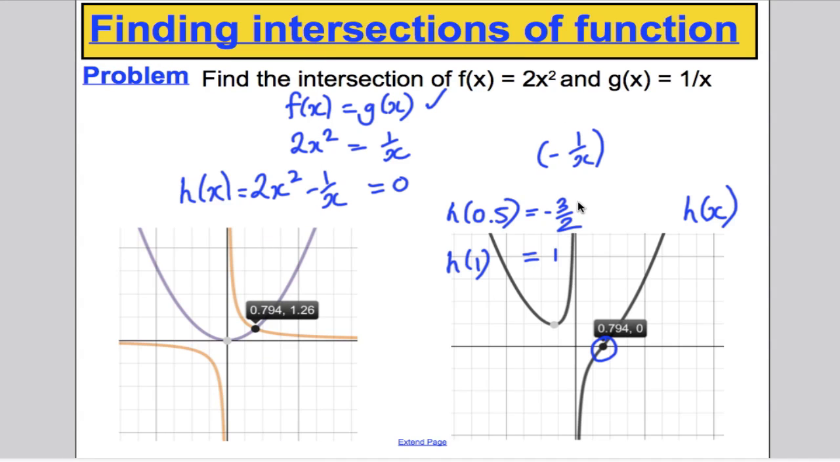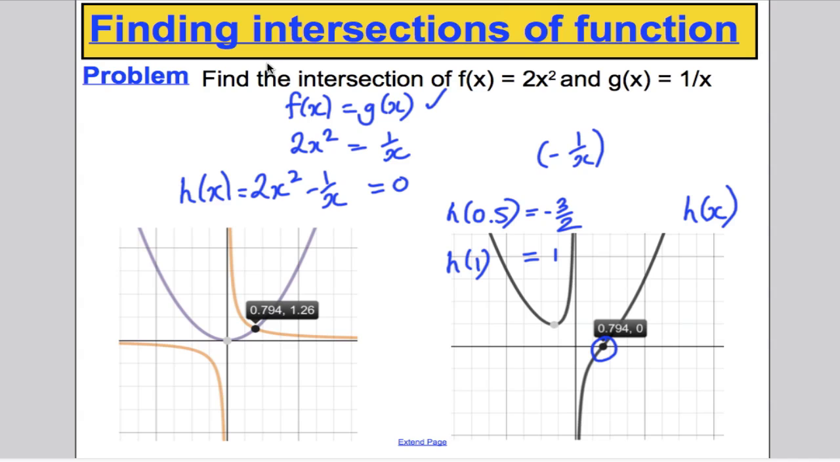So I know there's a change of sign between a half and 1, and I know the function is continuous over this particular portion, so I know there is a root between a half and 1, and the root was 0.74. So I can translate finding when f of x equals g of x into some other function equals 0, and I can use the change of sign rule to help me locate the roots.